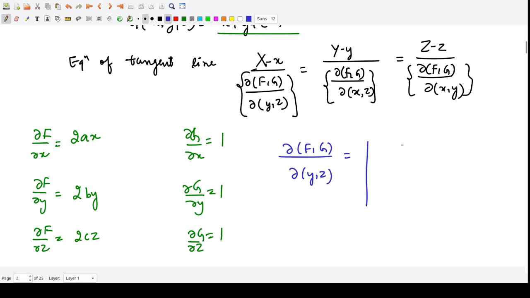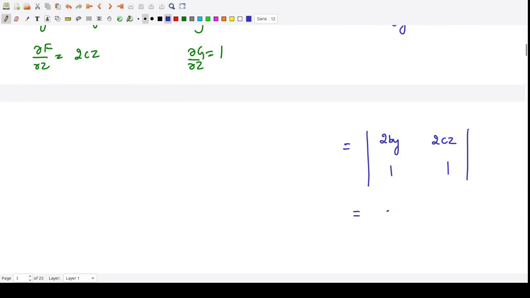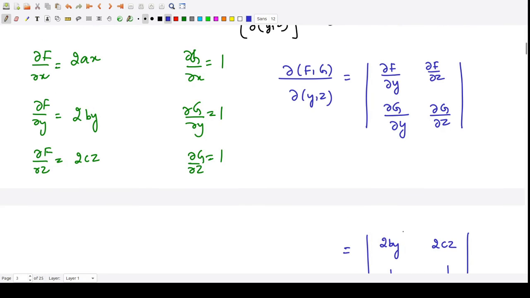The formula to calculate this one is, you will first take the partial derivative of f with respect to y, and then the partial derivative of f with respect to z, the partial derivative of g with respect to y, and the partial derivative of g with respect to z. And then you will substitute the values. So when you substitute the values, what do you have? Del f by del y, that is 2by, del f by del z is 2cz, and we have 1 and 1. So that means when you take the determinant, it comes out to be 2by minus 2cz. So this is the determinant. This is the Jacobian value for this first quantity.